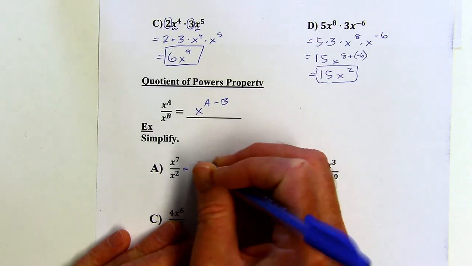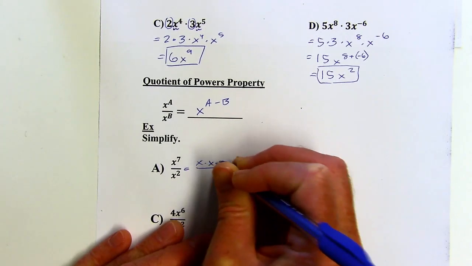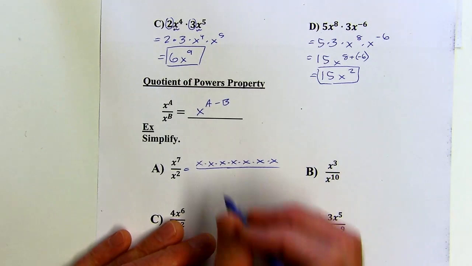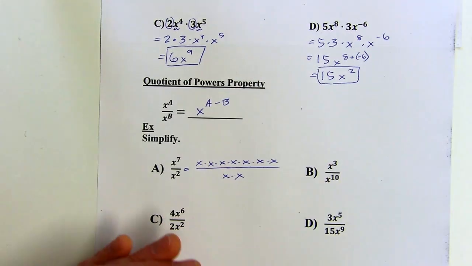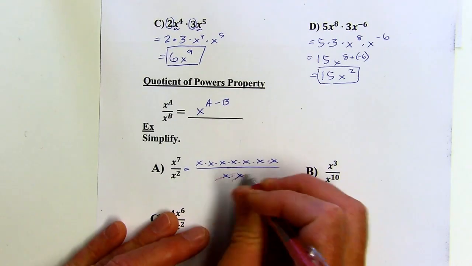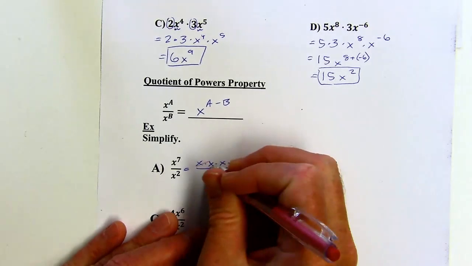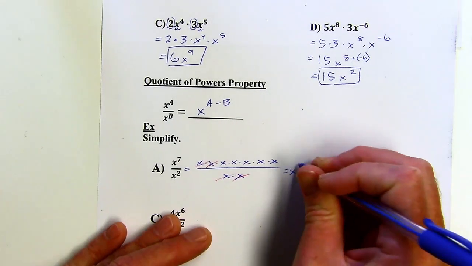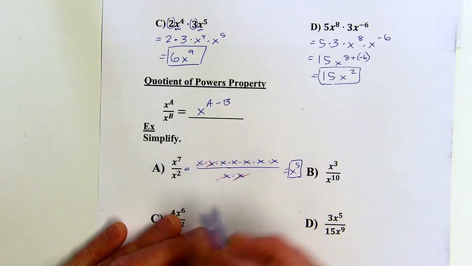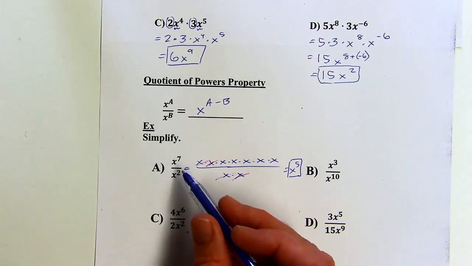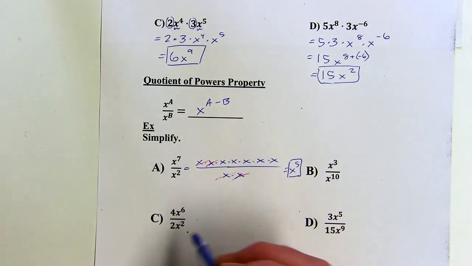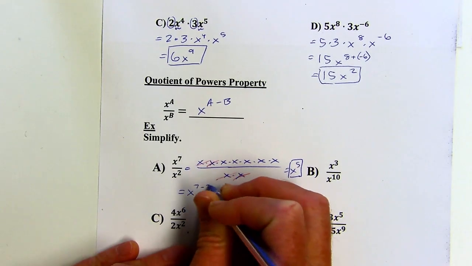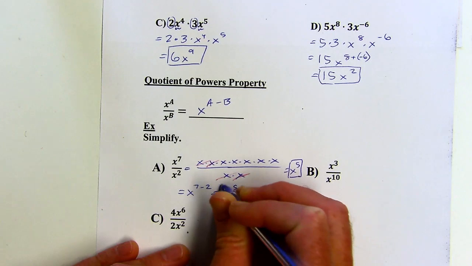If I actually expanded this, 1, 2, 3, 4, 5, 6, 7 x's all multiplied up there, and 2 down here. And then if you started canceling, I can cancel out these 2 x's down here with 2 of the x's in the numerator. And if you count up what's left, you'd have 5 x's. So this is x to the 5th. Okay? Of course, if you had big numbers, you wouldn't want to do that. If I had x to the 100th and x to the 27th, I wouldn't want to write out all those x's. So much quicker to just think, oh, this is going to be x to the 7 minus 2, which is x to the 5th.